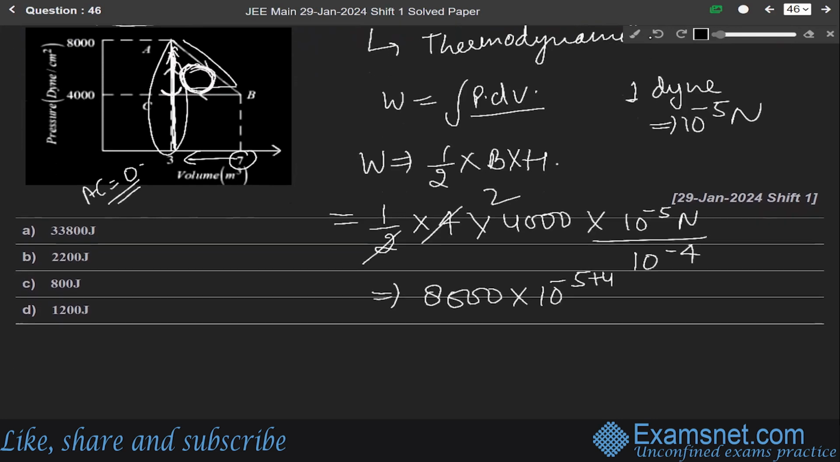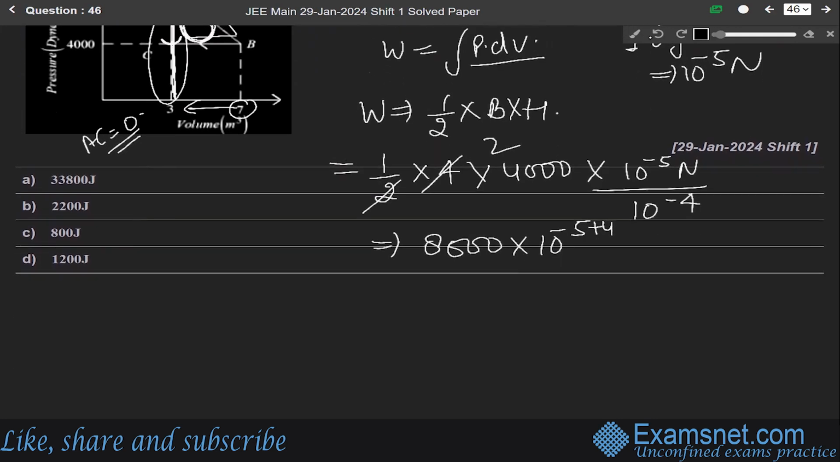So it will be equal to 8,000 into 10 to the power minus 1. So it will be equal to 800 joule. So the correct answer is option C, 800 joule.